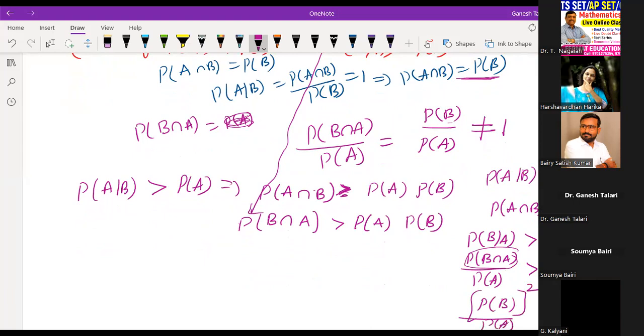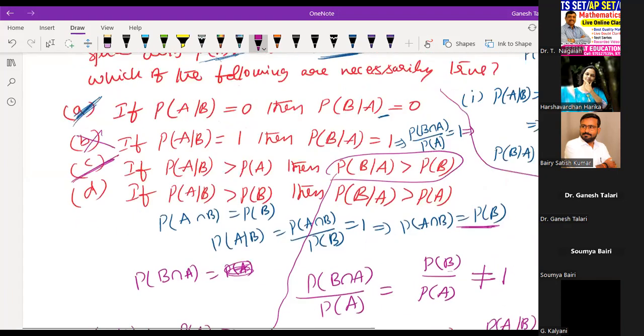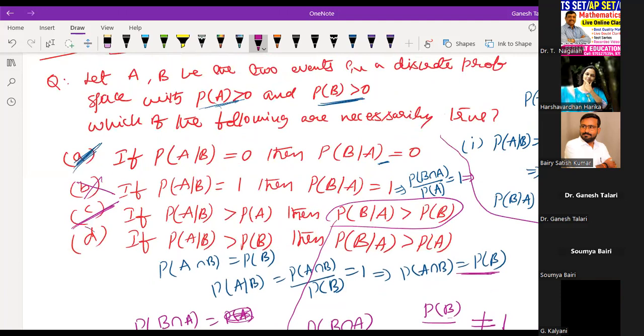It's not that probability of B is greater than probability of A. So your fourth option is also wrong. So the correct options are A and C. Got it? Yes.